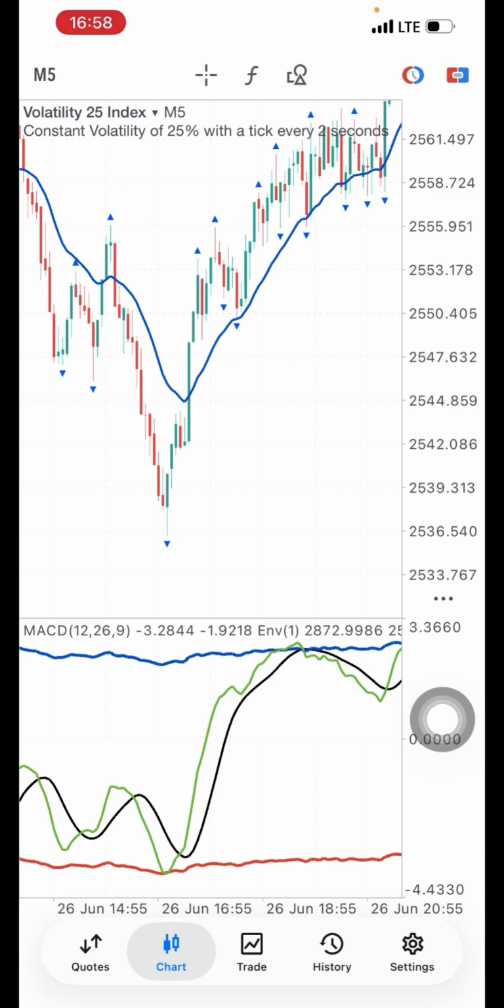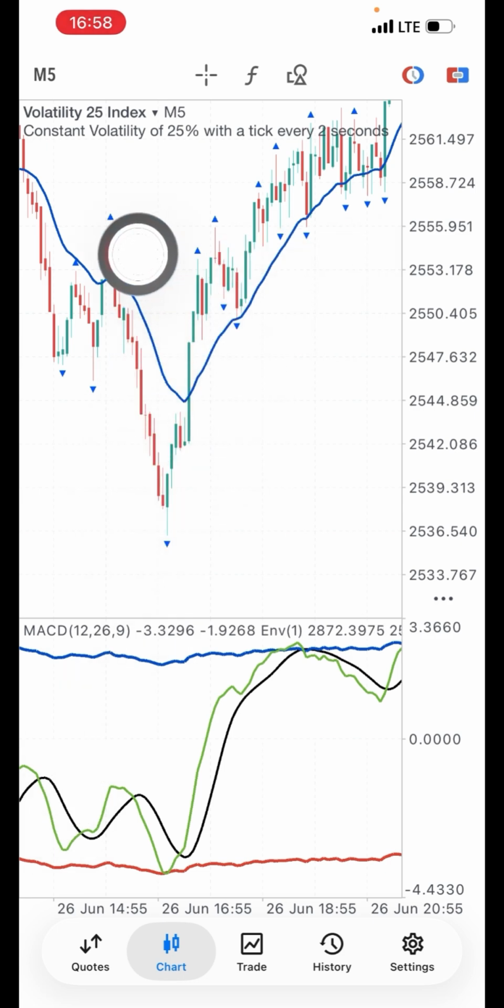For the buy entry, you want to wait for this green line to cross above the black line on the indicator window here. Once you see this crossing, it means that you should buy. Now, you don't just buy immediately once this confirmation is made on the indicator window. You need one more condition, which is here on the main chart.